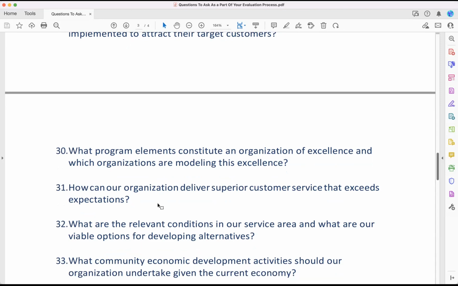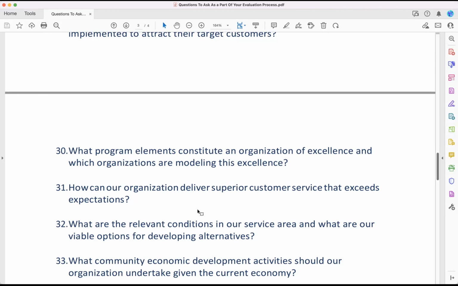What are the relevant conditions in our service area, and what are our viable options for developing alternatives? This is something that's really important to consider because there are going to be some conditions that are going to challenge your ability to deliver your services in the way that you would like. For instance, it might be the case that you have been sourcing your program participants from a homeless shelter or a transitional housing facility, and that facility might be getting defunded. If that is the case, how is that going to impact your ability to source your program participants? And what is your alternative to sourcing those folks once you no longer have that within your service area as a resource for you?